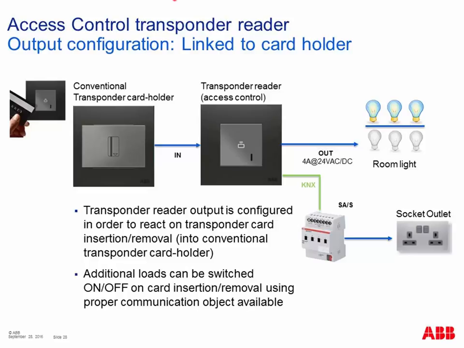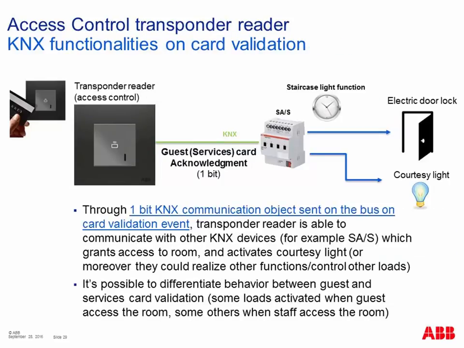So it's important to remember these three configurations: linked to card holder, linked to access control, and actuator. What about the additional functionality? I told you that when the card is put near the reader and the card is valid, we can control directly the electric door lock. Usually, the application is that we can control directly with the output, or you can use this KNX communication object, which is called card acknowledgement. It's a 1-bit object, and you can have this object, one for the guest card and one for the service card.